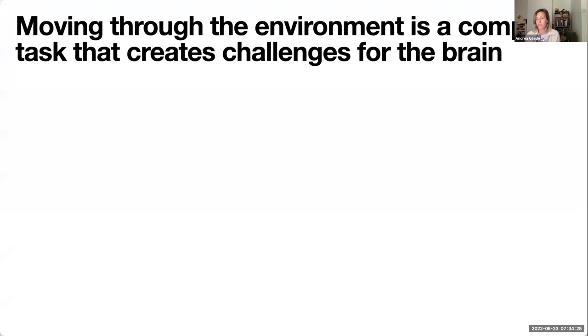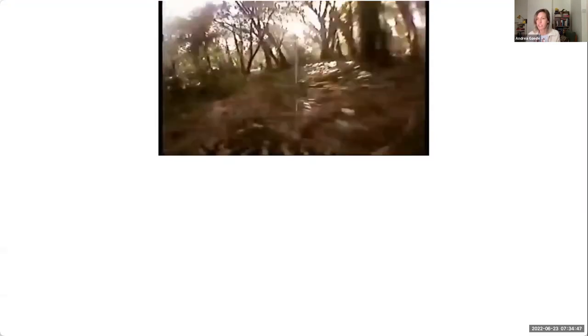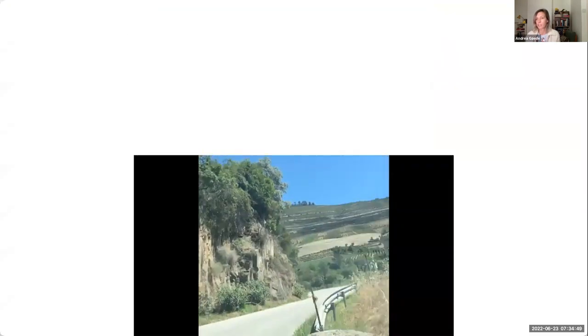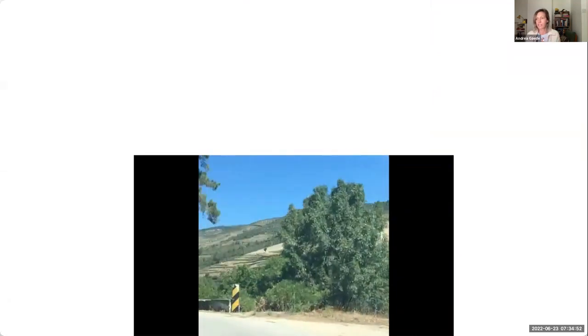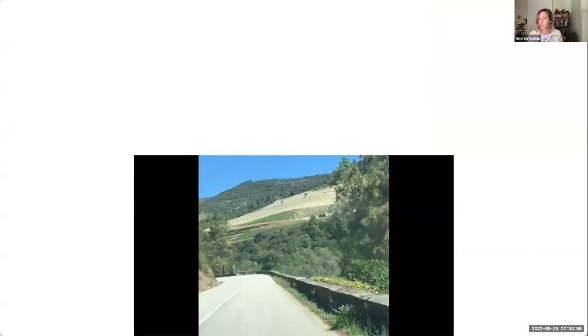So moving through the environment is a really complex task, and it's amazing how the brain is able to process and respond instantaneously to this flood of information. So birds are able to do this in flight and avoid colliding with trees and branches. But it's not just high-speed birds that deal with this. In fact, we experience these kinds of visual signals as well.